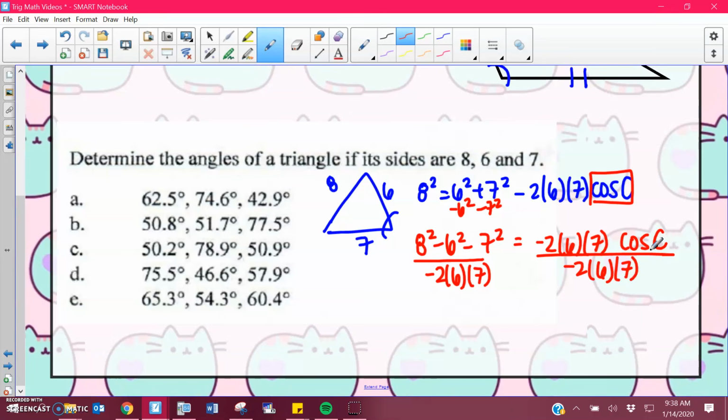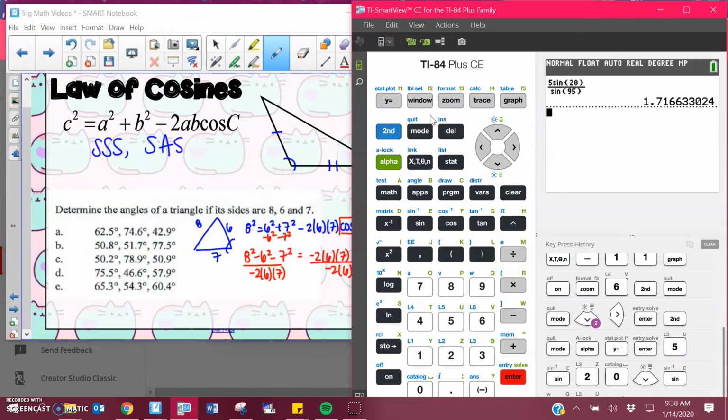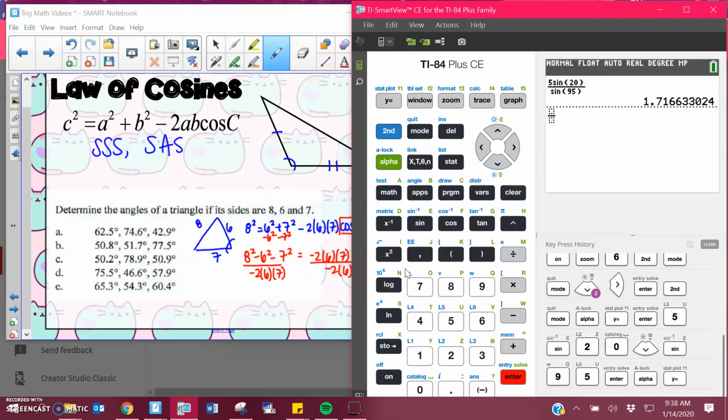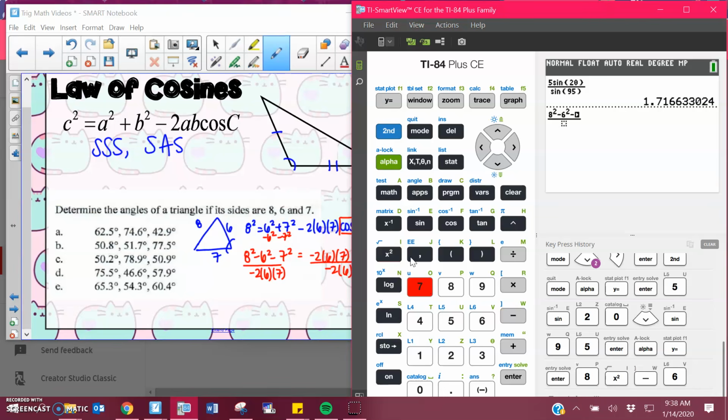So when I type this into my calculator, I'm going to type this entire piece in. I don't want to make any simple mistakes, because I'm doing the hard part, right? So I want to make sure I get this part right. So 8 squared minus 6 squared. Notice I'm putting this as a big fraction. And then this is a negative 2.